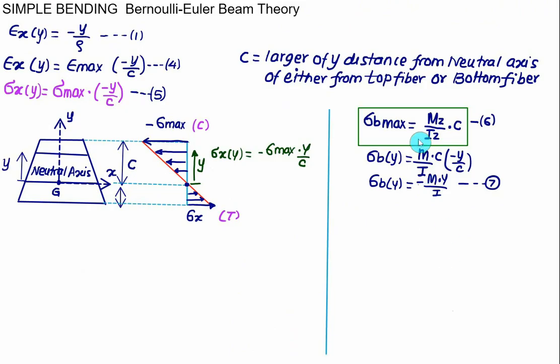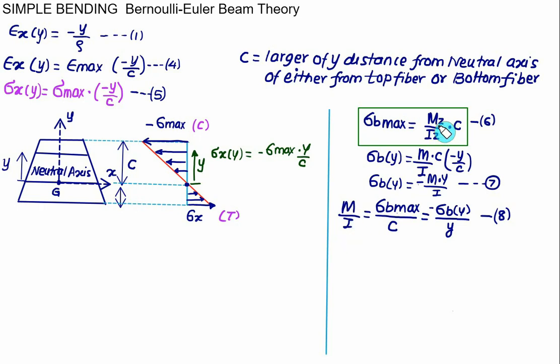As far as equation number 6 is considered, the bending stress is entirely dependent on the value of M. If the bending moment is positive, the bending stress is positive, and if the value of M is negative, then the bending stress will be negative. Secondly, the bending stress at any distance y is given as minus M into y by I. Distance y you have to always measure from the neutral axis, so you have to set up our system in this fashion.